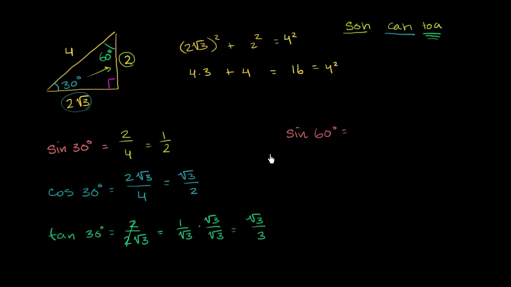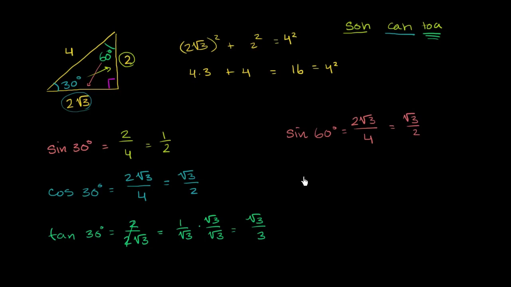I think you're hopefully getting the hang of it now. Sine is opposite over hypotenuse. So, from SOH CAH TOA, for the 60-degree angle, what side is opposite? Well, it opens out into the 2 square roots of 3. So the opposite side is 2 square roots of 3. Don't want to confuse you. So it's opposite over hypotenuse. So it's 2 square roots of 3 over 4. 4 is the hypotenuse. So this simplifies to square root of 3 over 2.